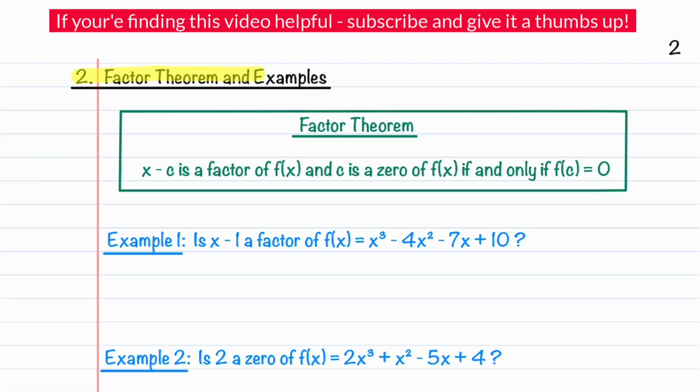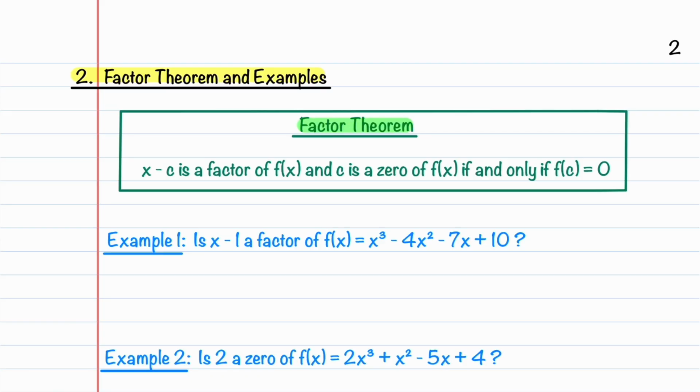Let's now go over the factor theorem and look at some examples. The factor theorem tells us that x minus c is a factor of f of x, and c is a 0 of f of x if and only if f of c is equal to 0. This is a really great theorem because if we're looking to see if a constant c is a 0 of f of x, or x minus c is a factor of f of x, then all we have to do is evaluate our function at the point c and see if it's equal to 0. Let's look at some examples.